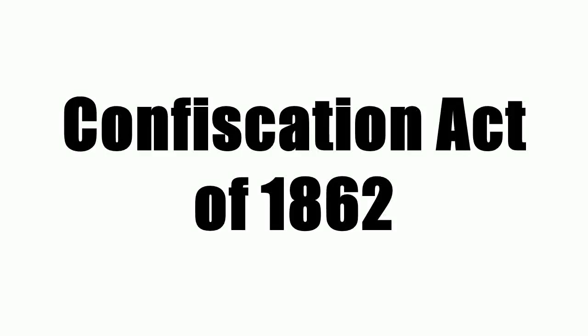The Confiscation Act of 1862, or Second Confiscation Act, was a law passed by the United States Congress during the American Civil War. Section 13 of the Act formed the legal basis for President Abraham Lincoln's Emancipation Proclamation. Nature of the law. The Confiscation Act was passed on July 17, 1862.